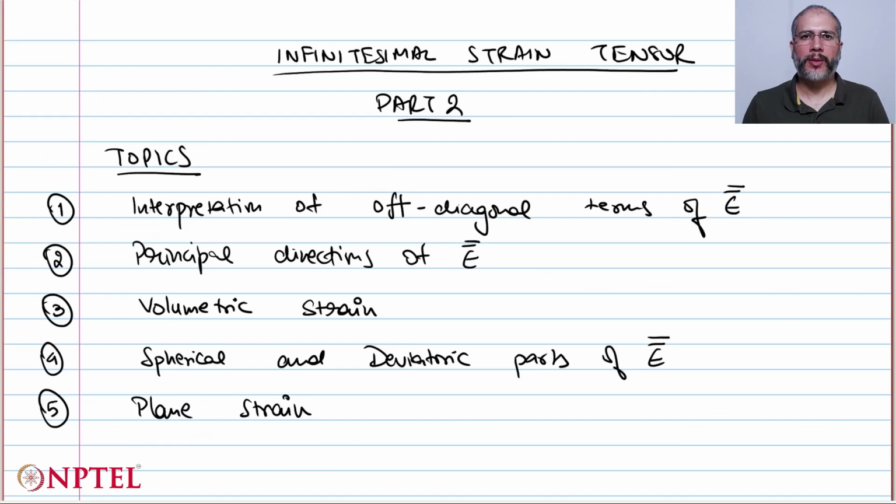So last time we talked about the interpretation of the diagonal terms of epsilon. Today we'll talk about the interpretation of the off-diagonal terms of epsilon. Then we'll talk about the interesting aspects that happen in the principal directions of epsilon. This will be followed with a discussion on the volumetric strain and its relation to the elements of epsilon. We'll briefly talk about spherical and deviatoric parts of epsilon, the same way we did it for the stress tensor. And then towards the end, we'll talk about plane strain, especially under what conditions do we see plane strain in physical scenarios. So let us get started with this lecture.